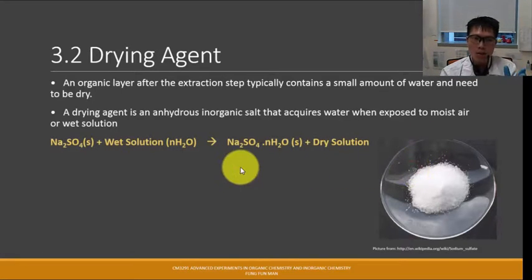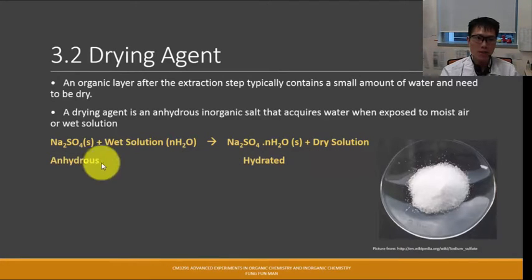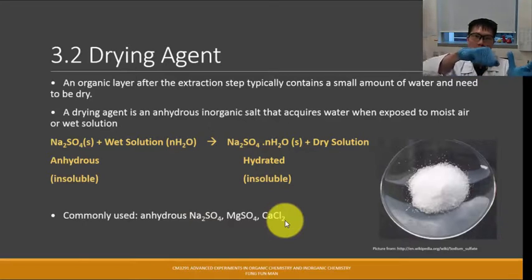So the equation here, I'm just using sodium sulfate as a sample. We have a wet solution. It will form the hydrates of the salt, leaving behind the dry solution. This dry solution means a solution using a solvent like DCM or ethyl acetate, dry, free of moisture. So this is anhydrous, and that is hydrated sodium sulfate. Common drying agents used: sodium sulfate, magnesium sulfate, calcium chloride. So check the label of what you are adding, because each lab we can give you all 3, so it's different.